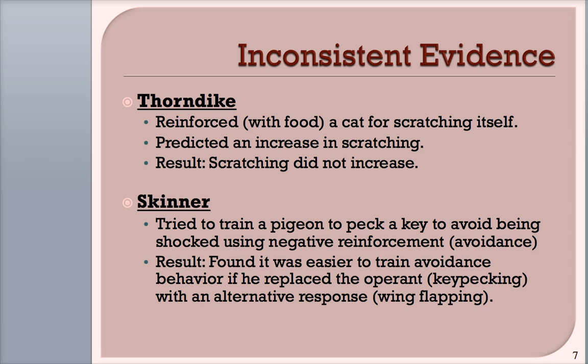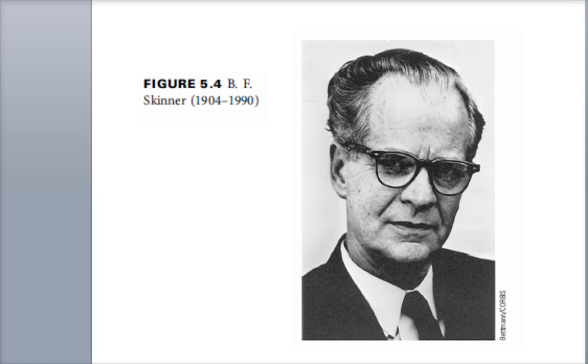However, when he changed the required behavior from key pecking to wing raising, so he would train them to flap their wings or raise their wings, the birds learned the behavior very quickly. So for some reason, negative reinforcement of avoiding shock could easily be used to train wing flapping, but it couldn't be used easily to strengthen key pecking. And that was a little bit of a dilemma for this equipotentiality hypothesis. And here's Fred Skinner.